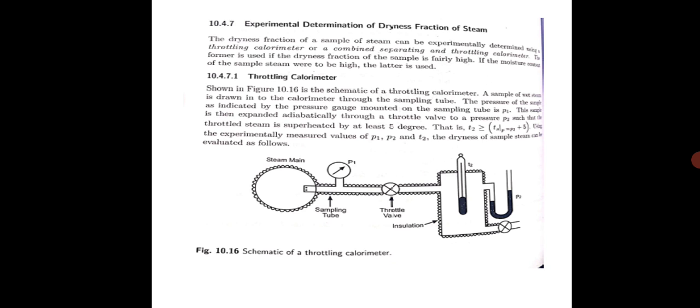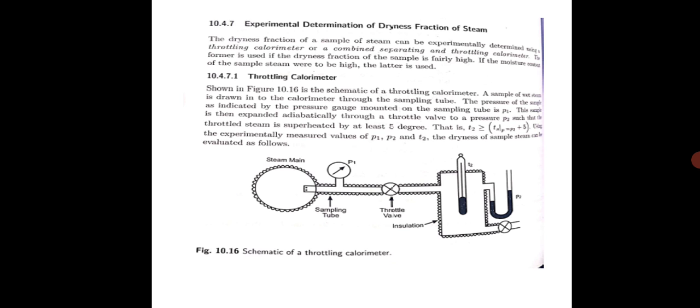So as per the steady flow energy equation, H1, enthalpy 1, is equal to H2, enthalpy 2. This means enthalpy before expansion is equal to enthalpy after expansion because there is no heat transfer. Thus we see that throttling is a constant enthalpy process. Enthalpy of the steam does not change. The heat content does not change. So this throttling process is used for determining the dryness fraction of steam.